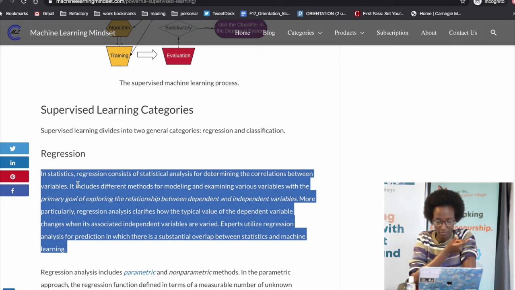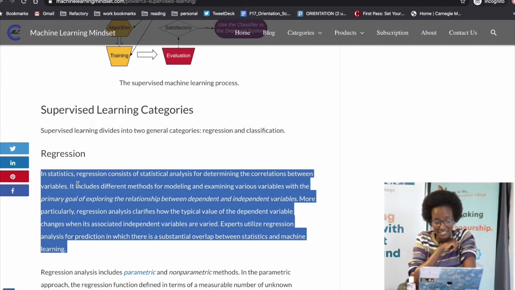So these are other keywords that have been introduced: dependent and independent variables. So you see that the dependent is what we've been referring to as the label, is what we've been referring to as the output. Then the independent variables are the ones we've been referring to as the features or the input. More particularly, regression analysis clarifies how the typical value of the dependent variable changes when the associated independent variables are varied. Experts utilize regression analysis for prediction in which there is a substantial overlap between statistics and machine learning.